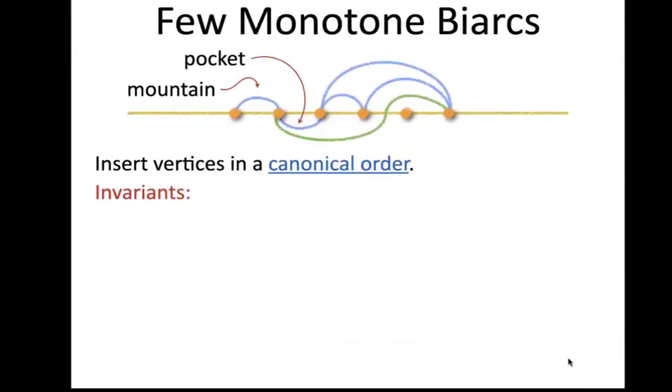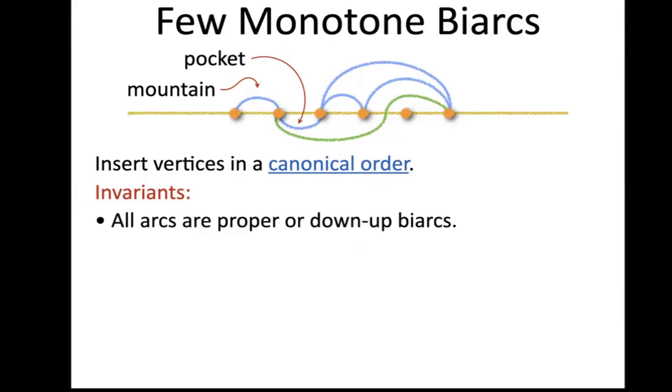That's a canonical order. So we take one of these. And now we maintain this arc diagram. We add the vertices one by one, starting with the triangle. The triangle is easy to draw. We just draw everything as pocket. And now we maintain some invariants that allow us to bound the number of biarcs that we will create when we add these vertices one by one.